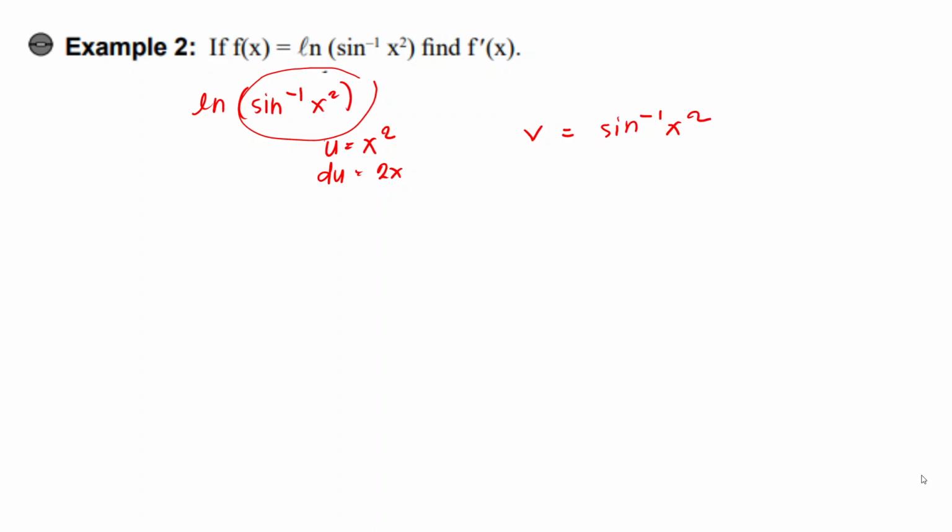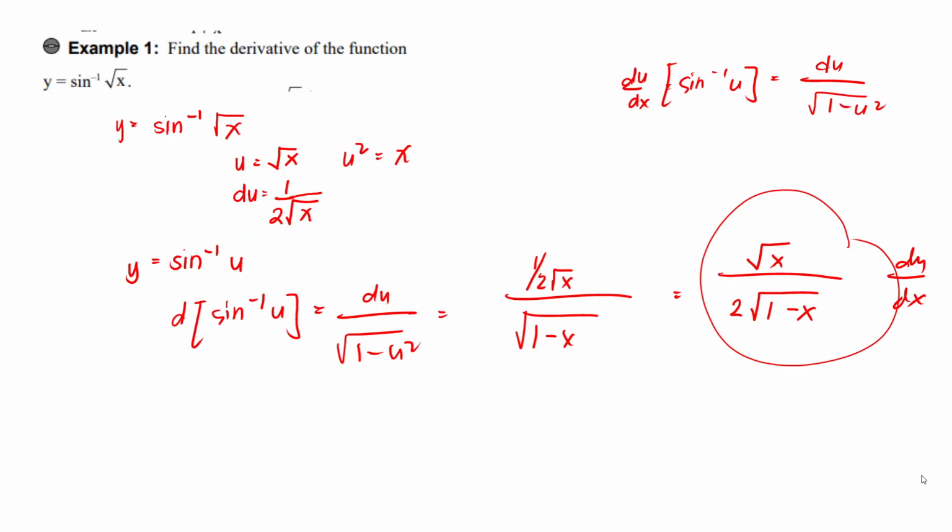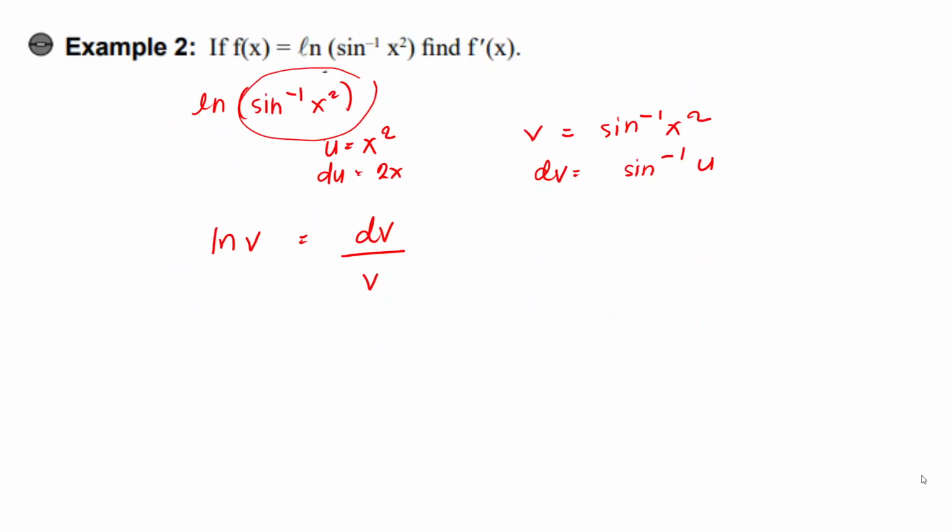Okay? So, bale parang ln v derive natin, that is dv over v, diba? So, what is dv? Dv is, ano ba ang derivative nitong sine negative 1 x squared? Ito naman yung gagamitin natin. Pwede siyang maging inverse sine of u. Okay? So, katulad nung ginawa natin kanina, du over square root of 1 minus u squared. Okay? So, ang dv natin dito is, what is du? That is 2x.